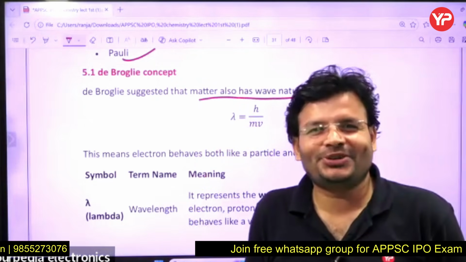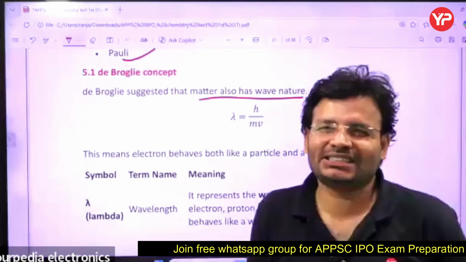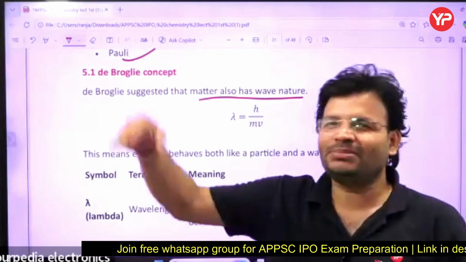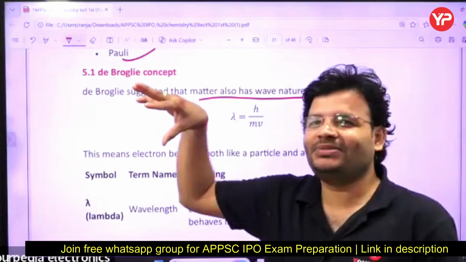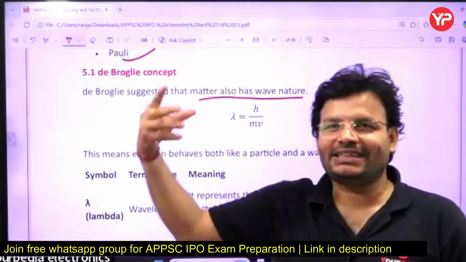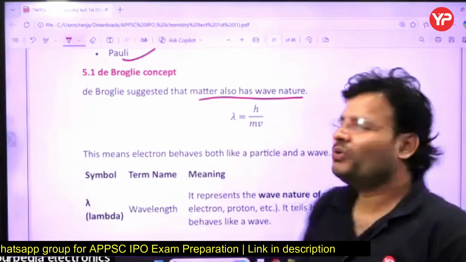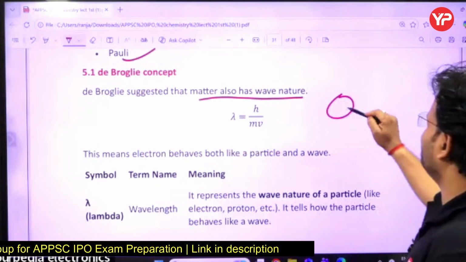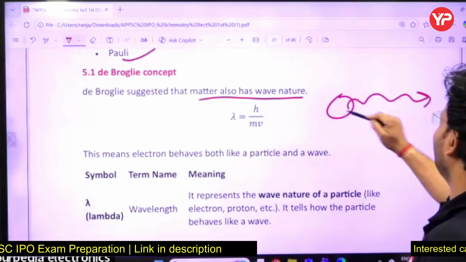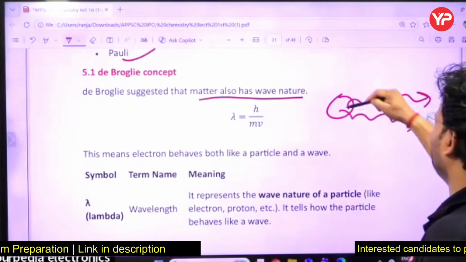Later on, both were proved to be the same thing. Sometimes it can be treated as particle nature, and sometimes as wave nature. In a wave, what is happening? Suppose this is a wave. If the range goes like this, it is called a wave.